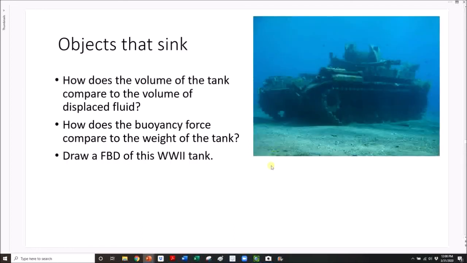Okay, objects that sink. How does the volume of this tank compare to the volume of the displaced fluid? Well, it's completely submerged, so they must be the same. How does the buoyancy force compare to the weight of the tank? Well, it's sunk, so buoyancy force is less than the weight of the tank. Okay, if you draw a free body diagram of this, there will be a normal force up from the surface of the bottom of the ocean. There will be a buoyancy force up. Those two up will equal the weight of the object down.